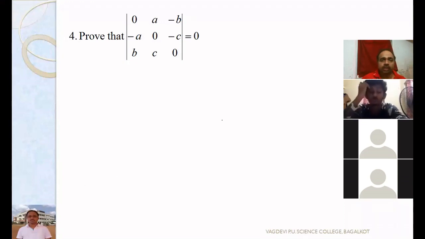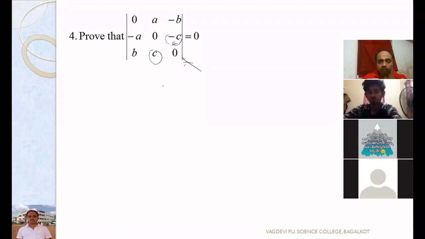You know what a skew symmetric matrix is? The principal diagonal elements are 0 here. The principal diagonal elements are 0 and the remaining elements, those below the diagonal and above the diagonal, are equal in magnitude and opposite in sign. This is C and this is minus C, right? C, minus C; B, minus B; A, minus A. So these are equal in magnitude but opposite in sign, below the diagonal and above the diagonal, and diagonal elements are 0. This is called a skew symmetric matrix. This is a determinant of a skew symmetric matrix.